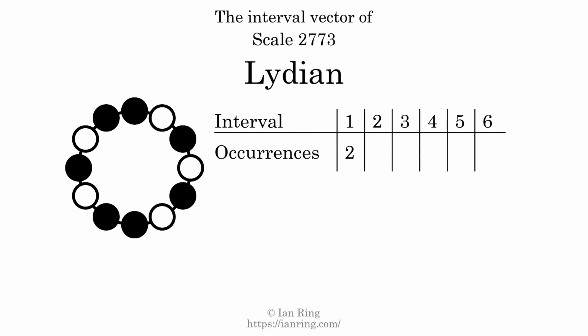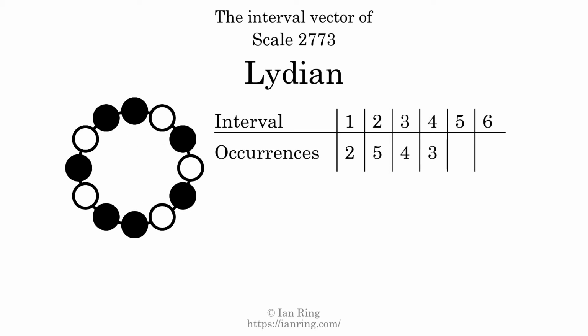There are 2 intervals with a size of 1 semitone. They are here and here. There are 5 intervals with a size of 2 semitones. They are here, here, here, here, and here. There are 4 intervals with a size of 3 semitones. They are here, here, here, and here.